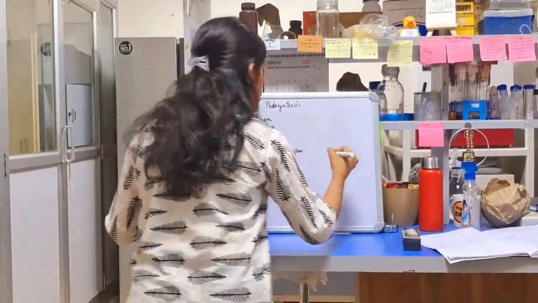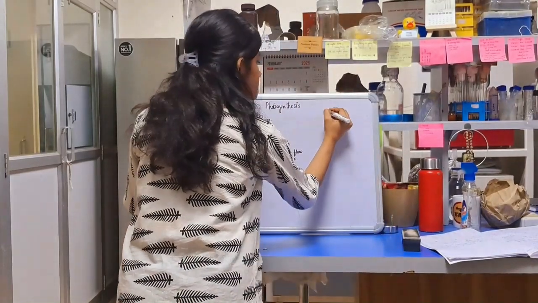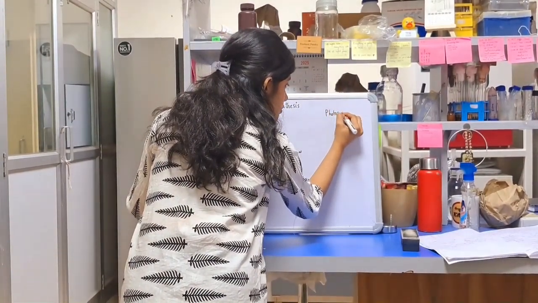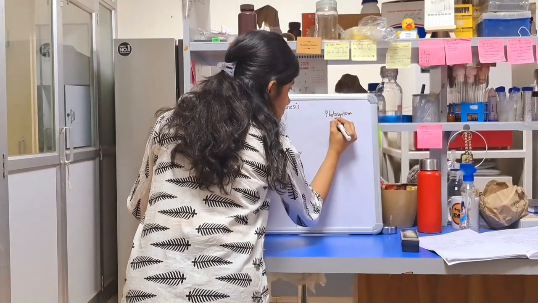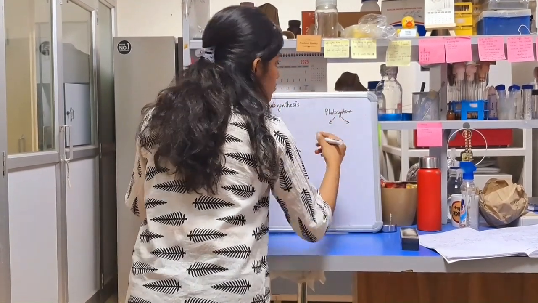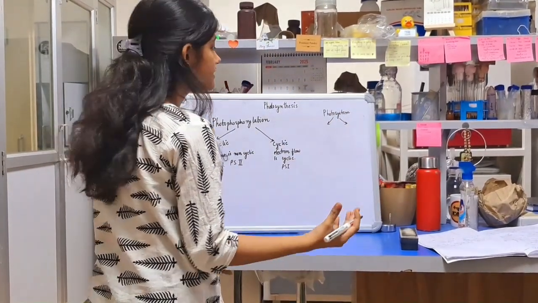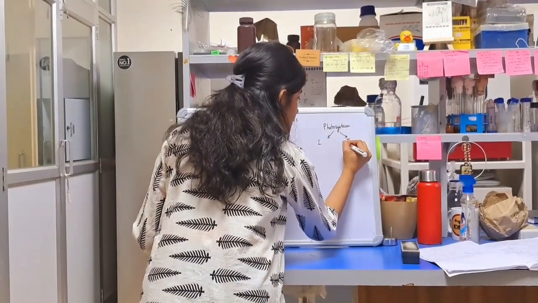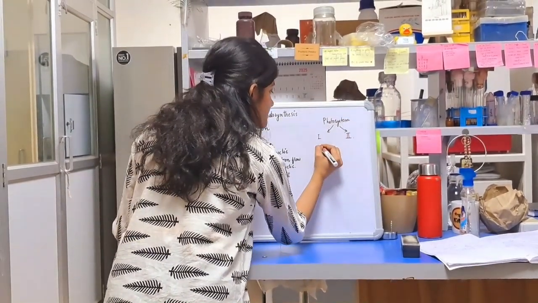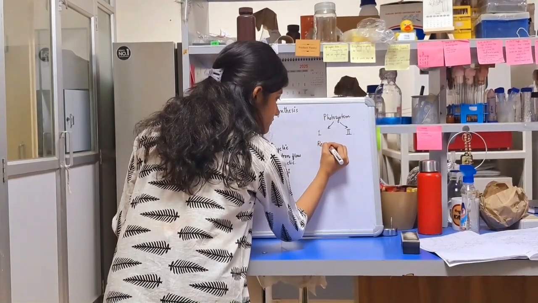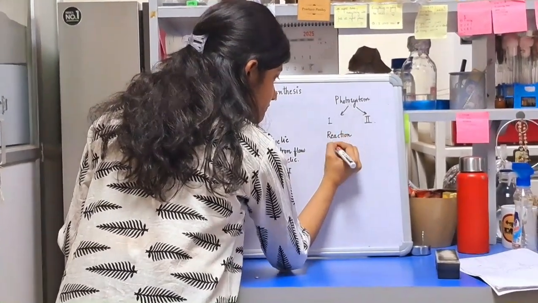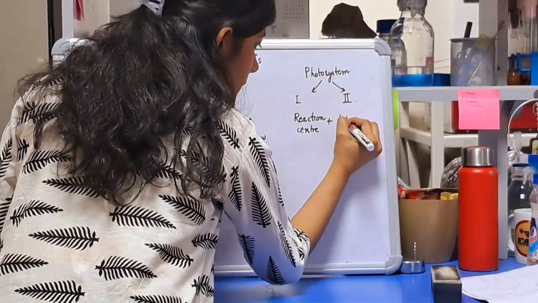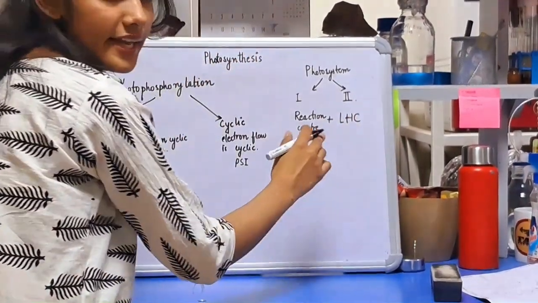We'll quickly discuss photosystems. There are two types of photosystem. Why are we calling it a system? Because they have more than one component. That is why we are calling it a system. So, photosystem 1 and photosystem 2. Photosystem consists of basically the reaction center plus light harvesting complex. For light harvesting complex, I am writing LHC.